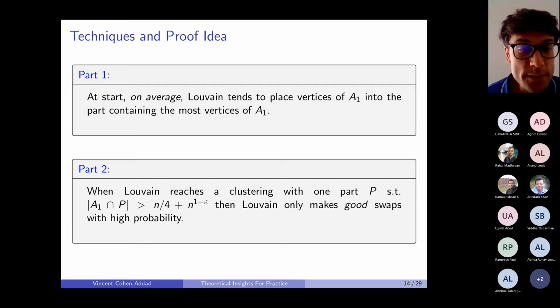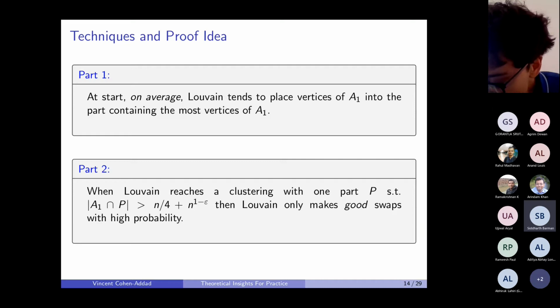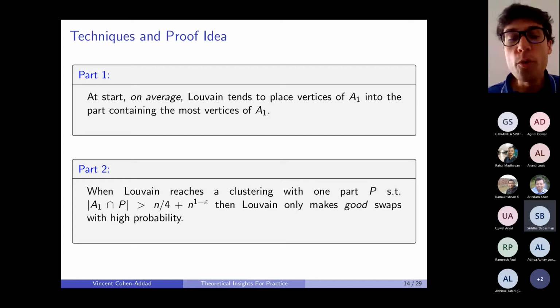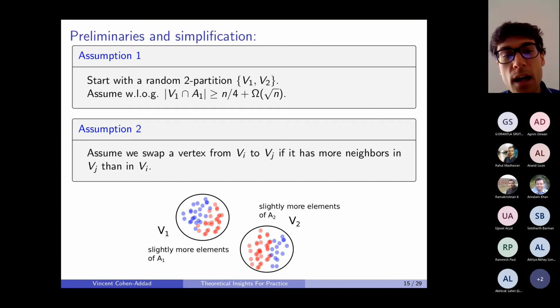You mentioned this, but let me ask it again. The algorithm does not need to know that k equals 2? That's right, correct. So that's for the next slide. I will assume that we start with a random 2-partition into V1, V2. I think you can relax it a little bit, but I don't know how to make the proof work if you start with everyone in a single cluster.